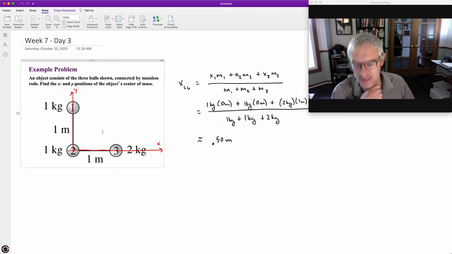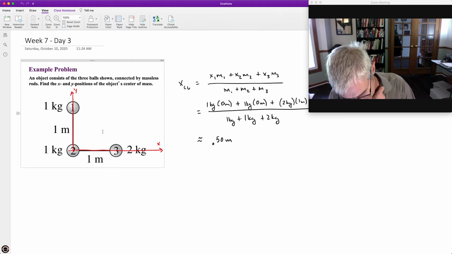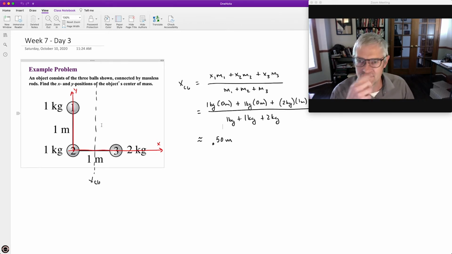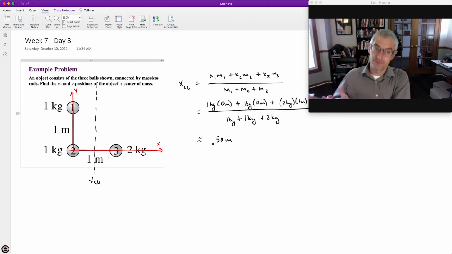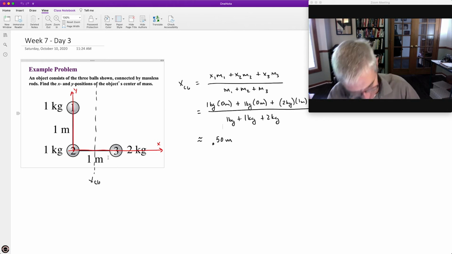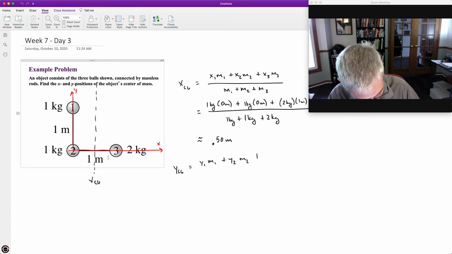So it's going to be somewhere over here, right? There's my center of gravity for the x position, somewhere on that line. That's only one coordinate. We also need to find the y coordinate for the center of gravity. So y center of gravity is equal to y1 m1 plus y2 m2 plus y3 m3, all over the total mass.